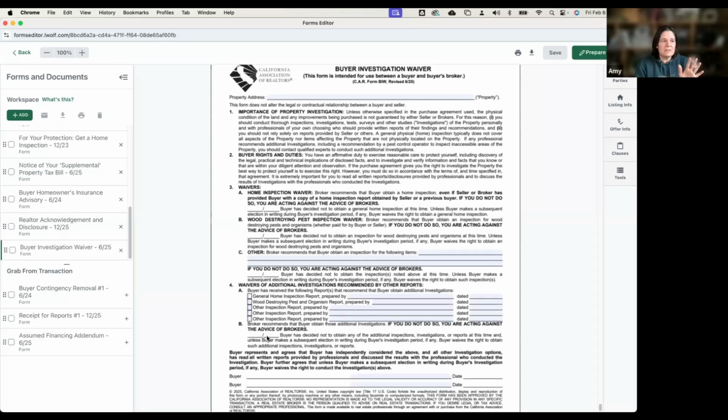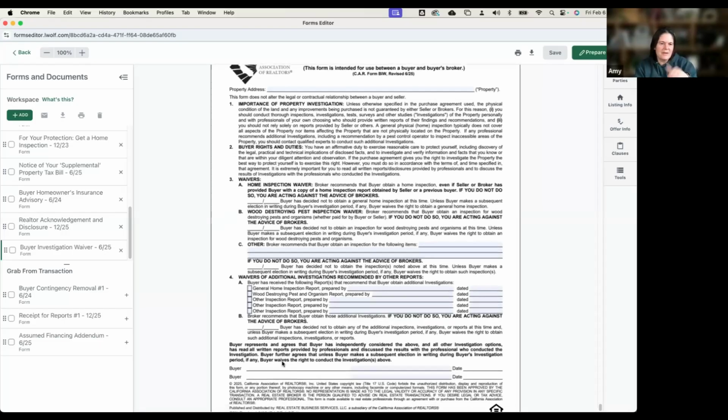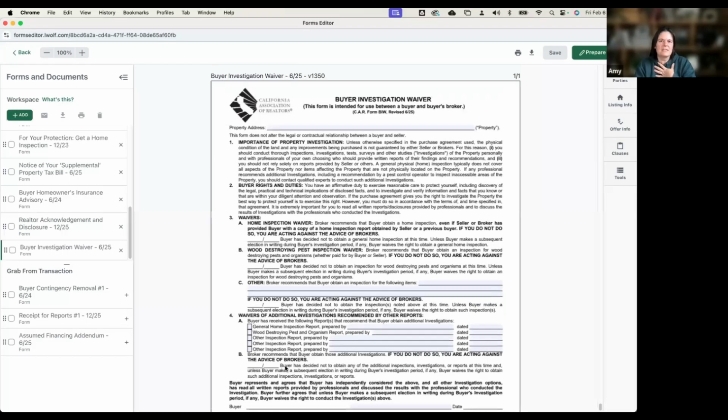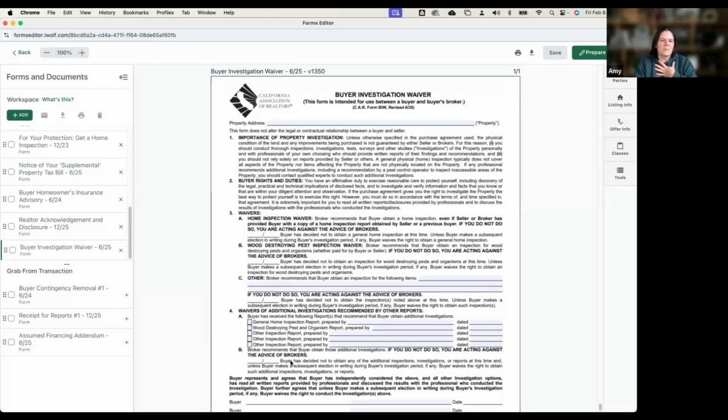If they chose not to do those, if they're like, it's fine, I'm good, they initial that, hey, we recommend that you obtain those and you've chosen not to. Okay, buyer signs that. So I like this form because it documents what I recommended and whether the buyers decided to do it or not. So buyer investigation waiver goes out with all of my buyer transactions. Okay, the other thing that I like is our receipt for reports form.